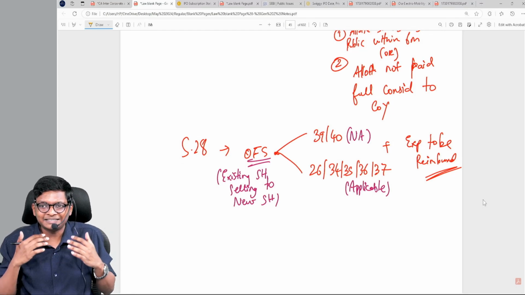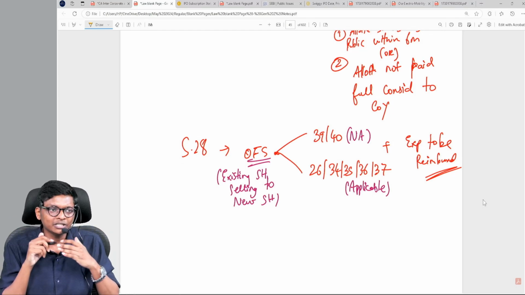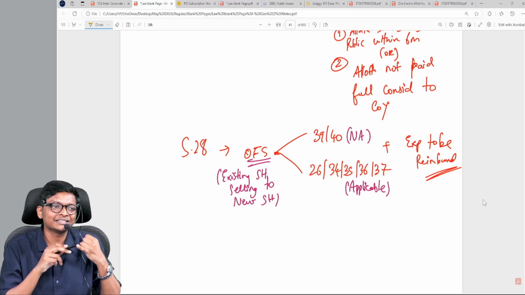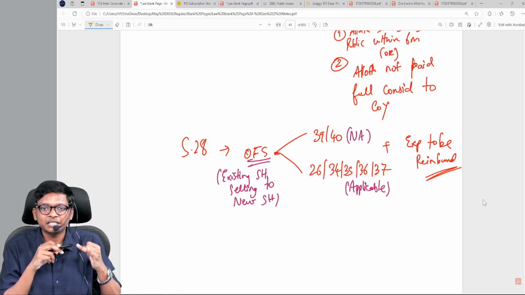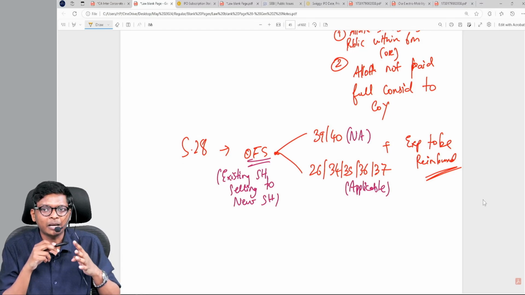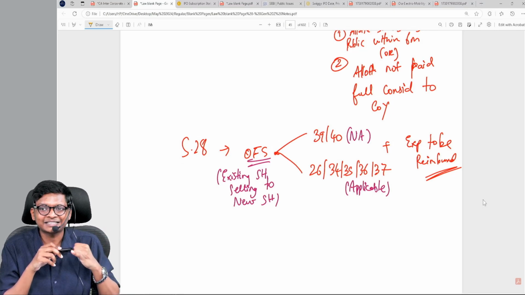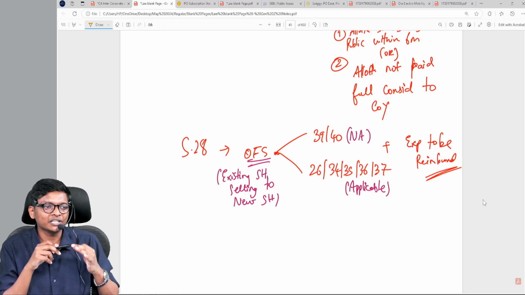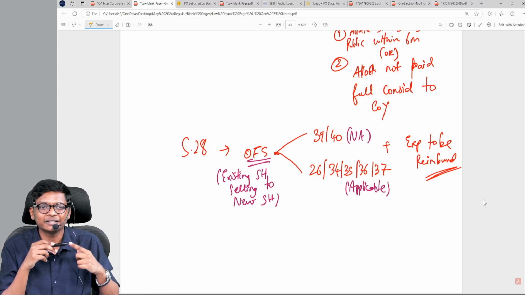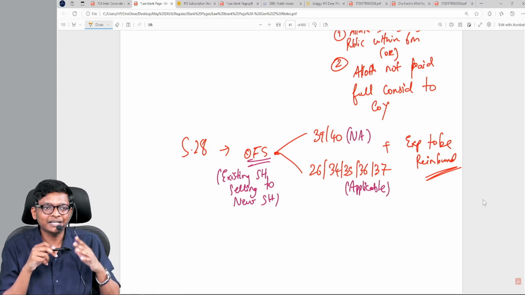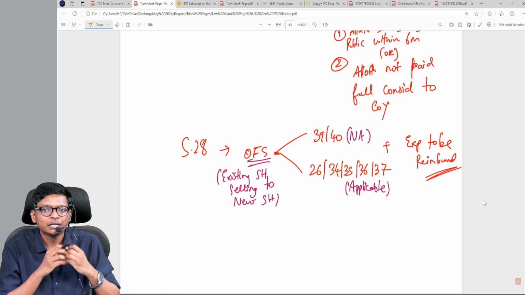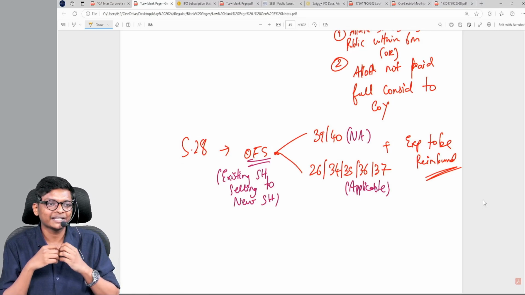Offer for sale, nothing great. Existing shareholders of the company sell shares to new shareholders. For that, some provisions like 39, 40, 90%, 5%, allotment, application to stock exchange, and underwriting are not applicable. Some other provisions like 26, contents of prospectus, and 34, 35, 36, 37, criminal and civil liability, punishment and class action suit, are applicable. Any expense incurred should be reimbursed. That's it. Are you able to follow, guys?